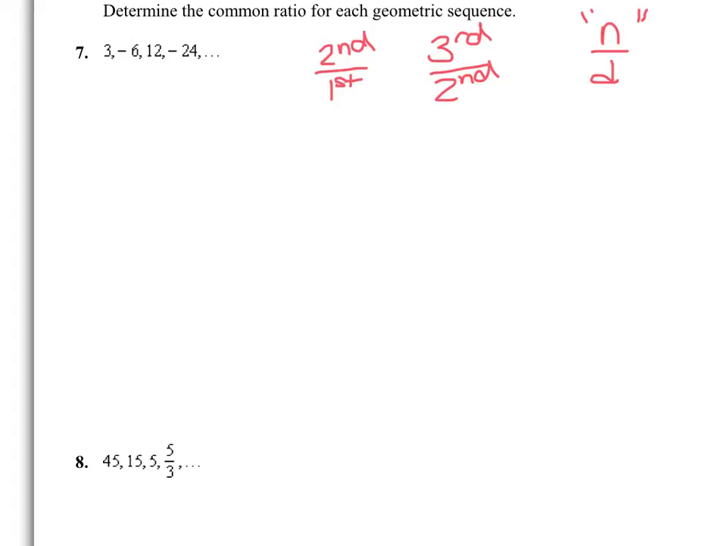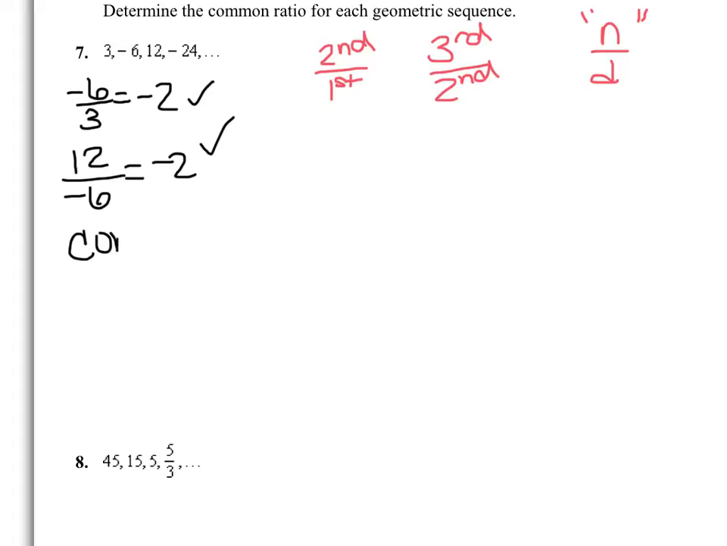So let's go ahead and look at this one. We've got positive, negative, positive, negative. So I know my ratio is going to be negative. And I'm going to go ahead and figure out which one it is. So I've got -6 over 3. That reduces to -2. And then my third term over my second term, that would be -2. So I see both of those are the same, which is good. So my common ratio is -2.